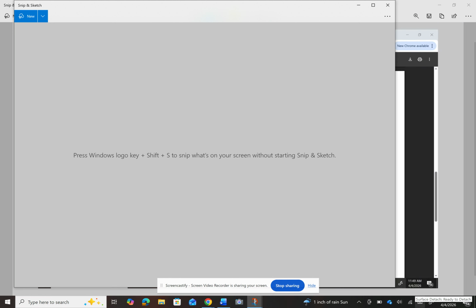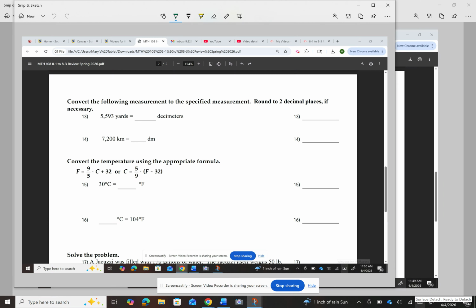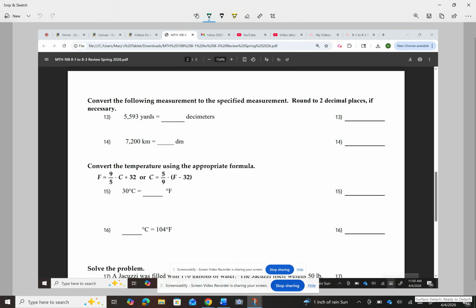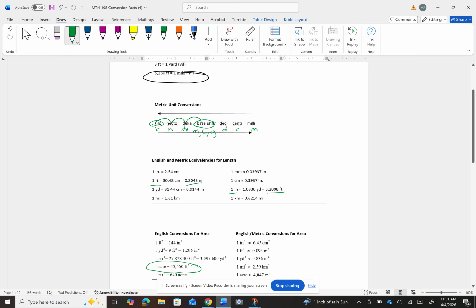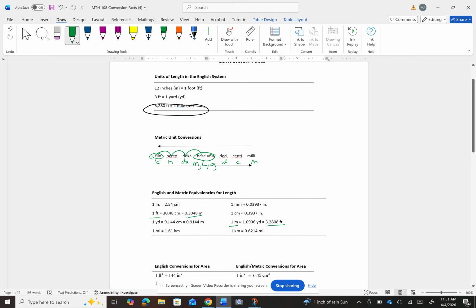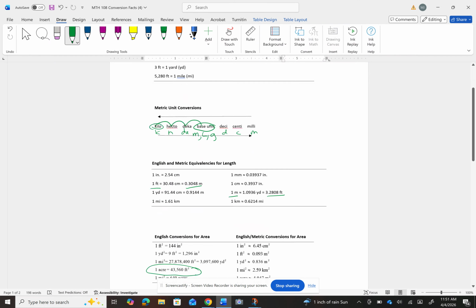All right. So I'm going to look at those conversions there at the top. So we're trying to get from yards to decimeters. So first I'm going to plan a little bit. I need to get from yards into the metric system. So let me look at where I'm at. All right, so I can get from yards easily to feet, but I'm trying to get to decimeters.